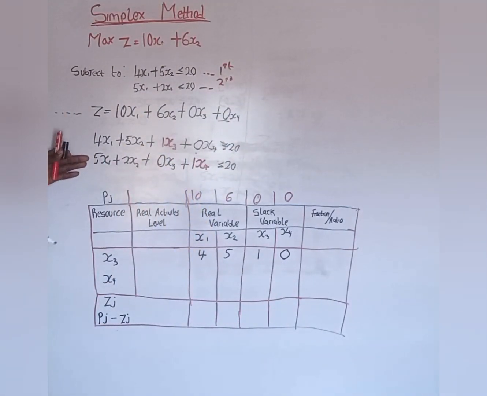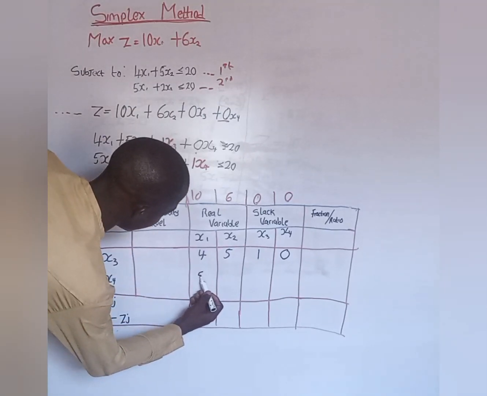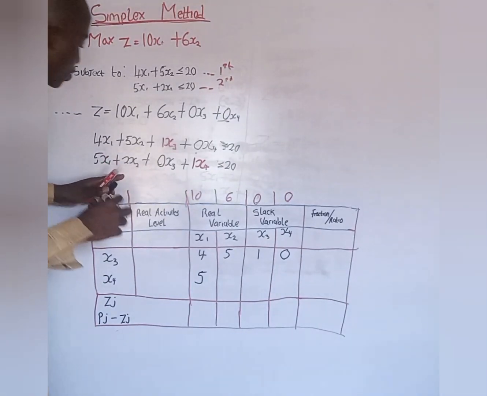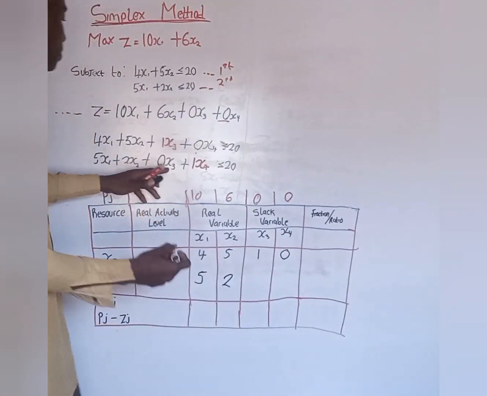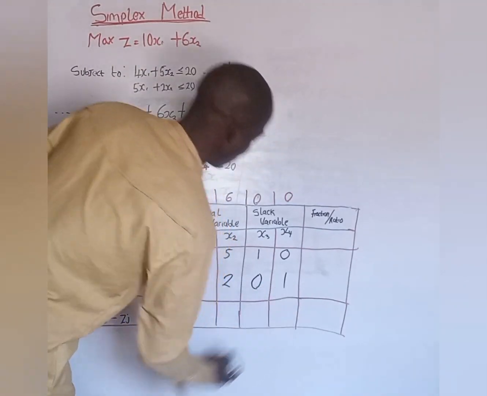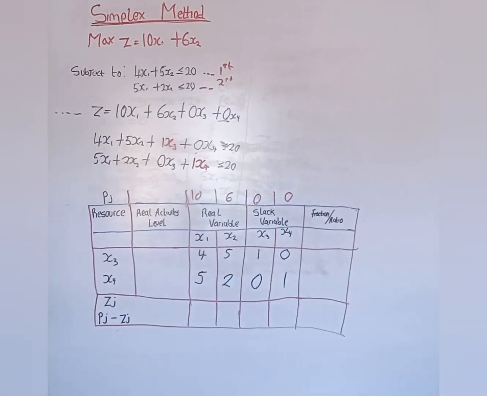Let's come back to the second constraint. The coefficient of x1 in the second constraint is 5. So I'm going to be writing 5 here. The coefficient of x2 in the second constraint is 2. The coefficient of x3 is 0. And that for x4 is 1. So now after getting this, we are going to get our key elements. And that's what I'm going to be showing you now.